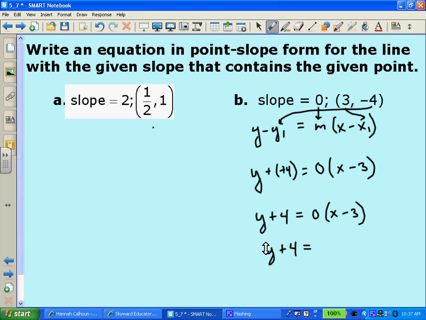Now, what is that 0 going to do to whatever it multiplies by? Okay, 0 times anything is 0. So here I wouldn't even really need this x minus 3 part. It would just be 0. Now again, I'm not going to mark you wrong if you leave it like this, but I just want you to know that this is probably how the back of the book would write it, because 0 times anything is 0, so that's going to kind of cancel out this x minus 3 part. So that's how we write an equation in point-slope form if we know the slope and a point.